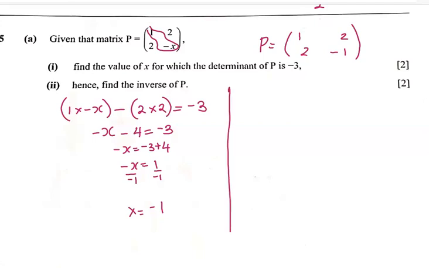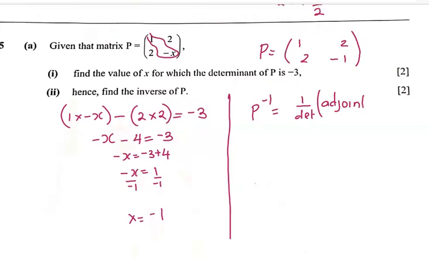Now we are told to find the inverse of this matrix. So as you may know, the inverse of P is equal to 1 over the determinant, and then here we should have the adjoint, isn't it? So we're going now to say the inverse of matrix P is equal to 1 over, what is our determinant? The determinant is negative 3. And the adjoint here is what?